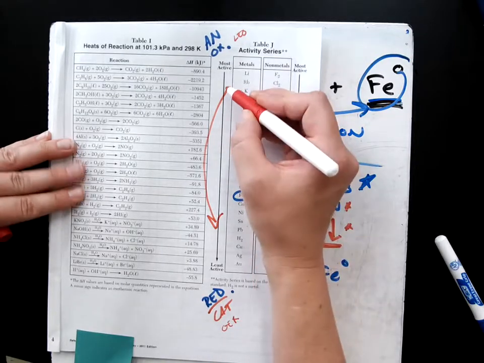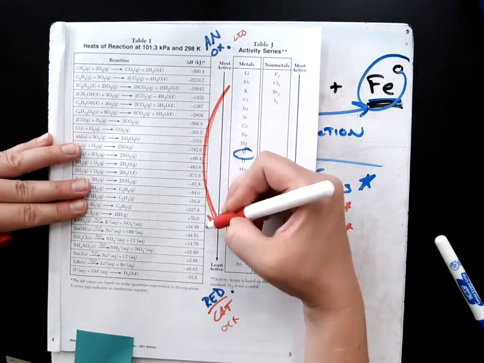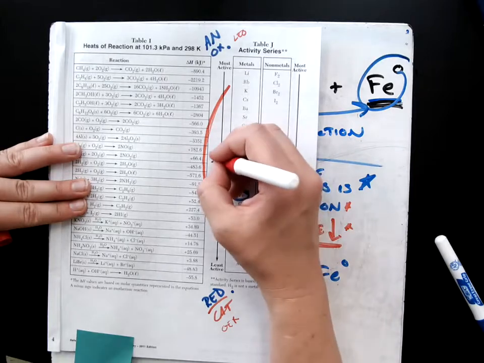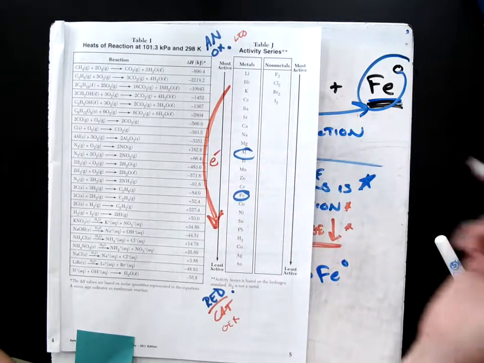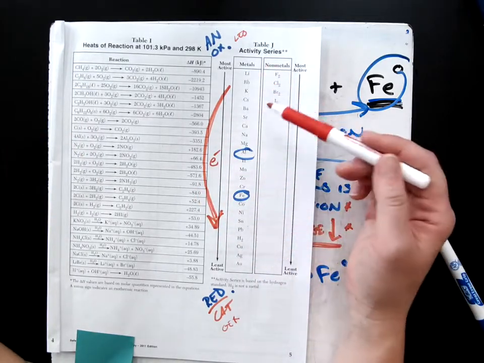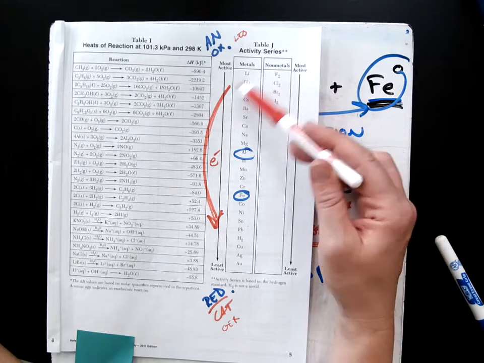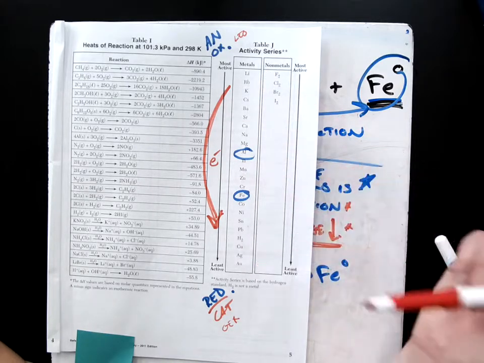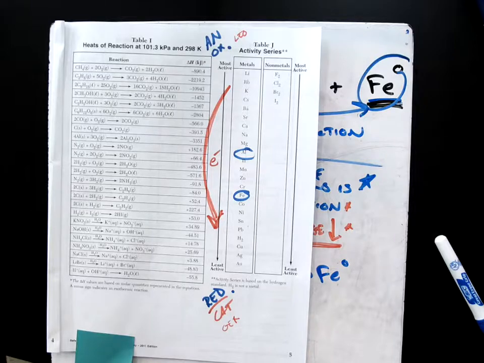Grr. So add this. This is important. Add this to table J. A downward arrow with the electron symbol. They will always flow from whatever metal is higher on table J, the anode, to whatever metal is lower on table J, the cathode. So here's what we just added.